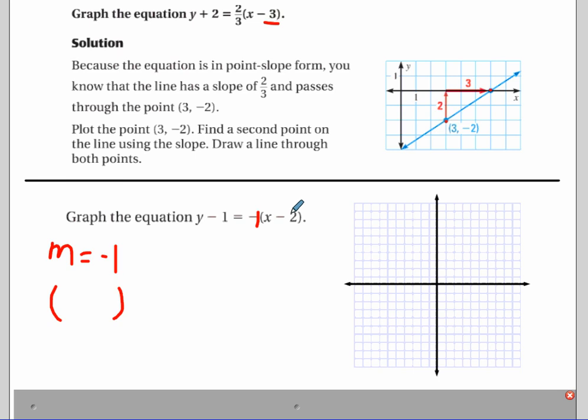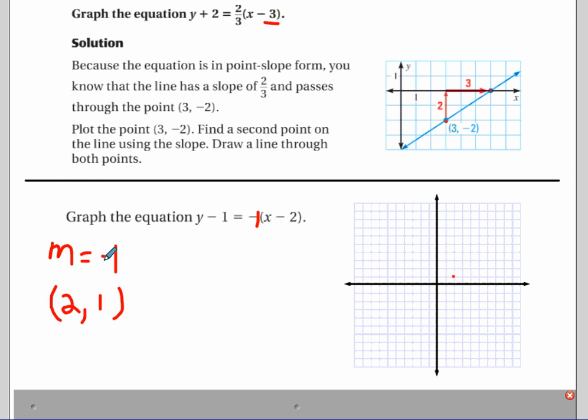And my point that I'm going to graph is going to be (2, 1) because I have my x value of 2 and my y value of 1. So I'm going to graph that over here. I'm going to go over 2, 1. So there's my first point.